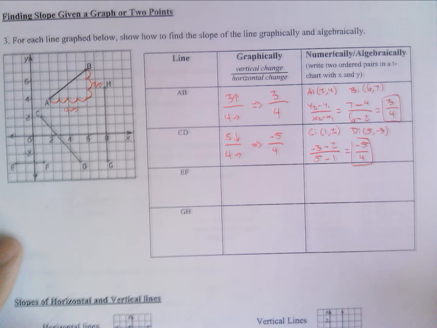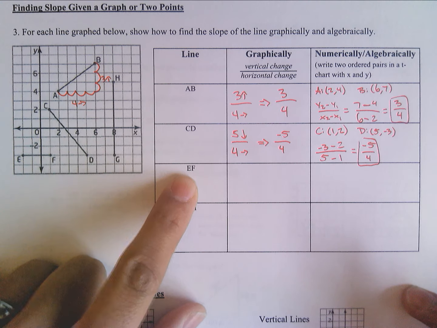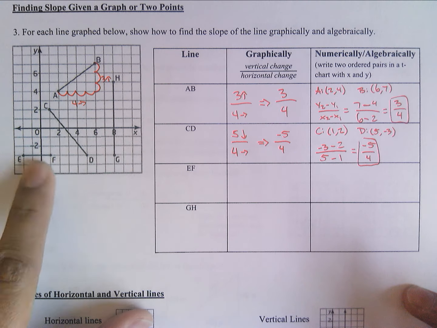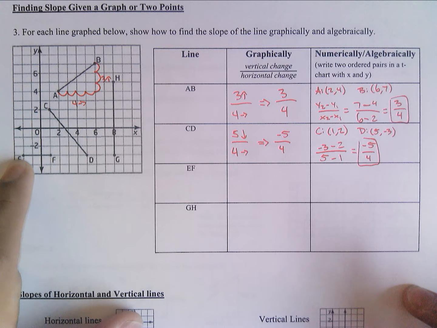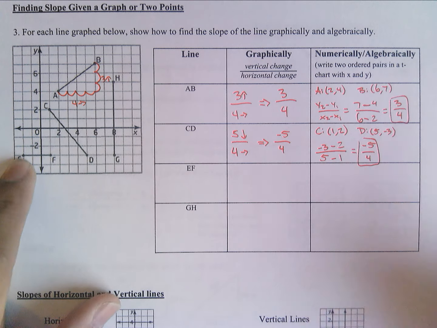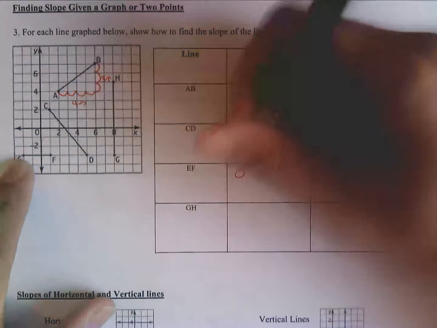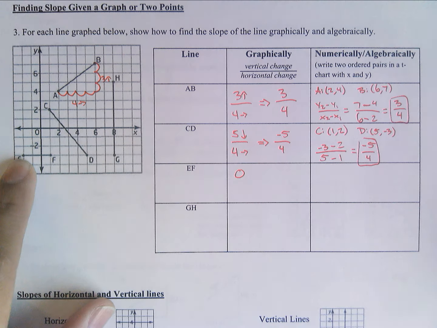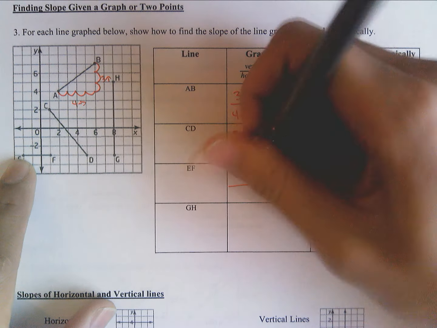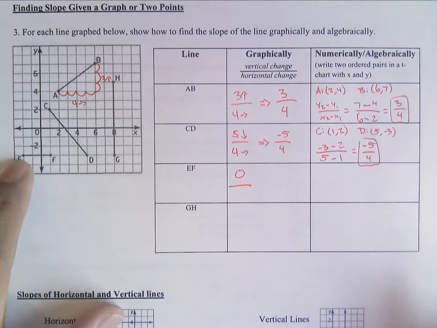We got two more. Let's try line segment EF. So EF is down here. We've got our vertical change over our horizontal change. Well, notice from E to F, we don't have to move up or down at all. There is no vertical change. So we can say that the vertical change is 0. Over the horizontal change, well, to go from E to F, we just go right 1, 2, 3.